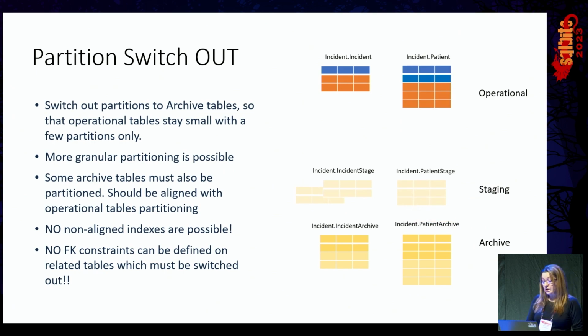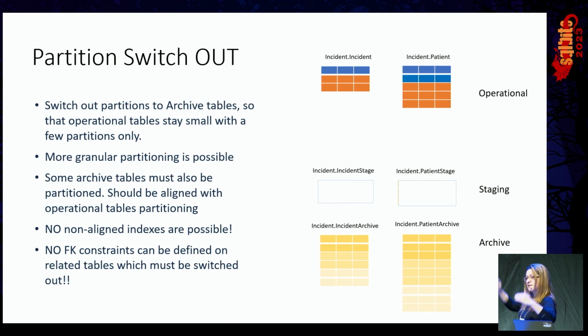Then I could switch those to archive tables, which could also be partitioned. This is a very simple operation. This is instantaneous. The problem with that is that no non-aligned indexes are possible. So a non-aligned index could not work with partition switch out. They cannot work together. And on top of that, if this is about referencing tables like incident and patients, I cannot have foreign key constraints either, which again is a conflict with the schema and the developers in that case.